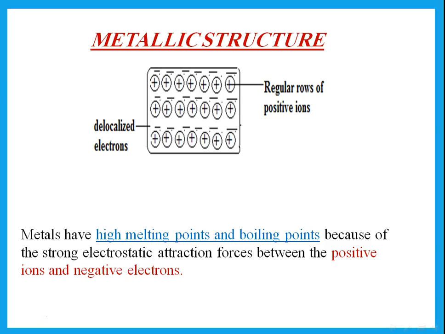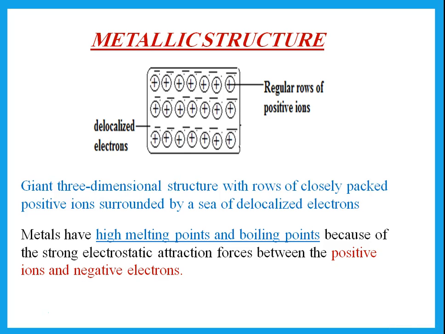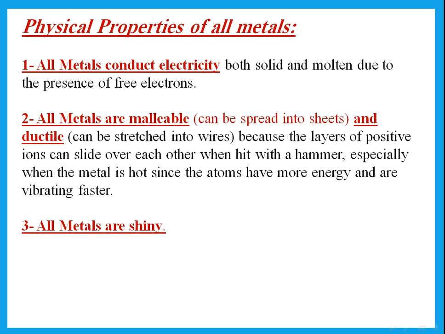Now, all metals have very high melting point and boiling point. Usually their melting point is somewhere around 2000, 3000. Metals have high melting point and boiling point because of the strong attraction forces between what? Remember when we were talking about ionic crystals, we said it's strong attraction forces between positive and negative ions. Here it is strong attraction forces between what? Between the positive ions and the negative electrons. Okay? And this giant three-dimensional structure is rows of closely packed positive ions surrounded by a sea of delocalized electrons.